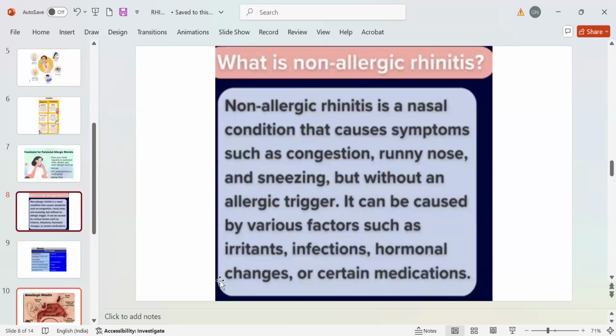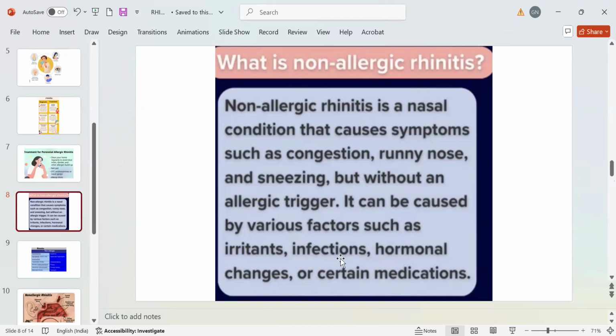It is not related to those food and those pet animal dander and other allergens, which I told you in case of allergic rhinitis. The triggering factor will not be there, but the symptoms are almost same. The congestion, running nose, sneezing, these are all same. But what causes this non-allergic rhinitis?